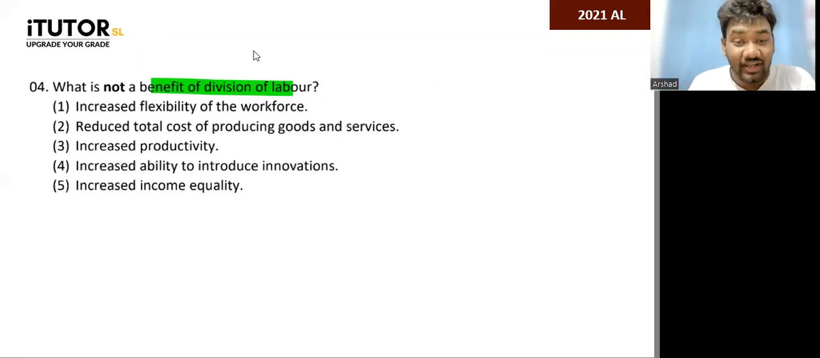Okay. So what do you think is not a benefit of division of labor? Which one? Increase flexibility of the workforce, okay, we'll go with some easy answers. Reduce the total cost. What do you think, guys? Because of division of labor, I said, people become very fast, they become very efficient, they can produce quickly. Do you think the total cost would reduce therefore?